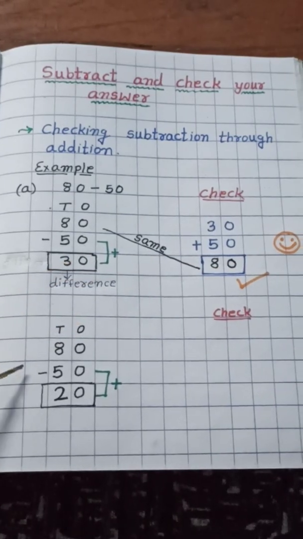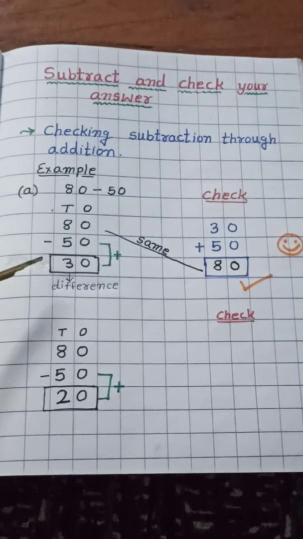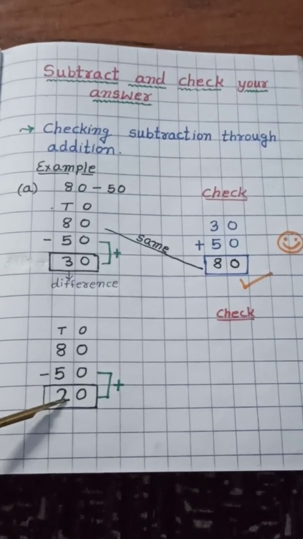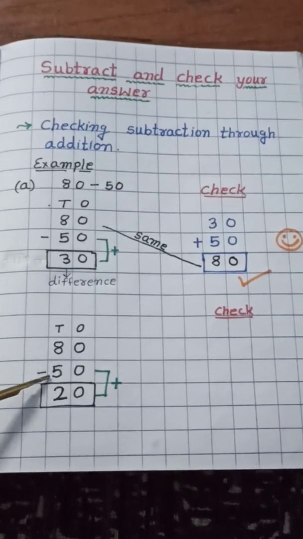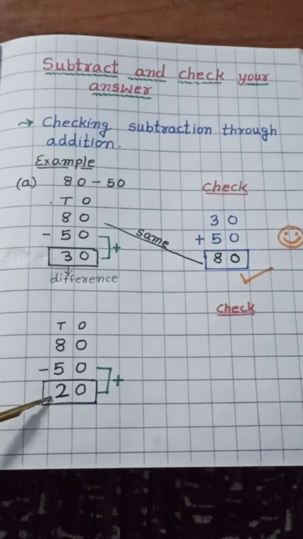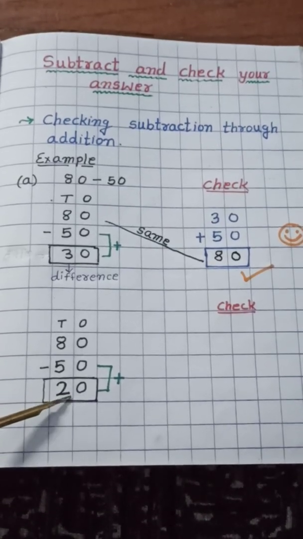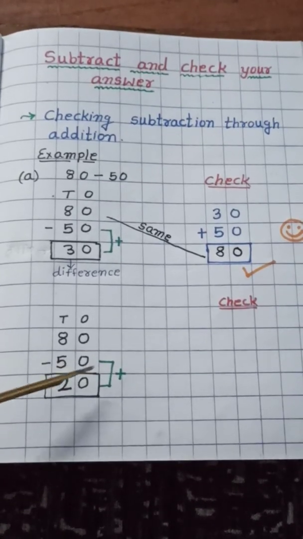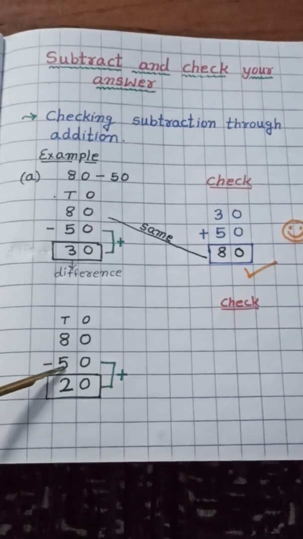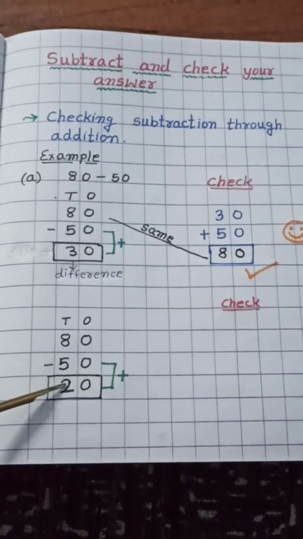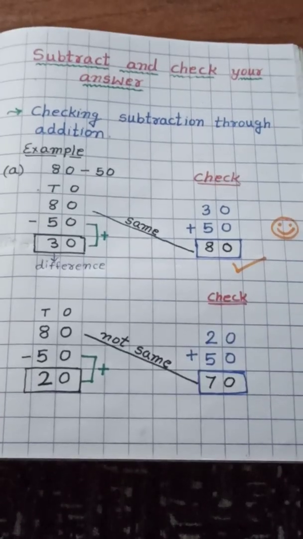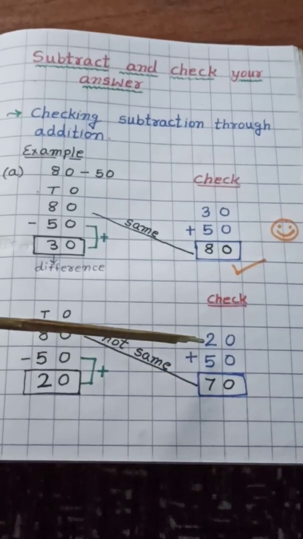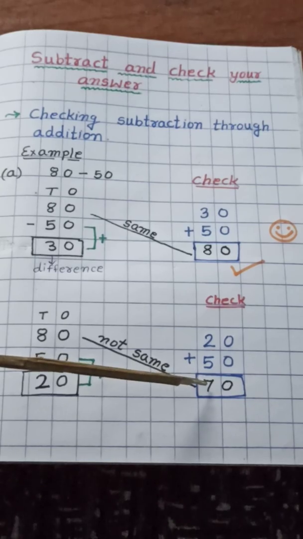Okay. But my friend has done the same subtraction and he got the difference 20. That means 80 minus 50, the difference is 20. So let's check our answer. Okay. So what do we do first? We write the difference first here and then we write the second number, or smaller number. We add both numbers, right? So here 0 plus 0 is equal to 0 and 2 plus 5 is equal to 7.